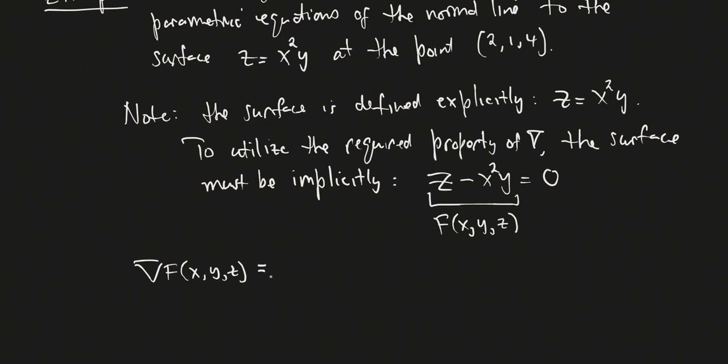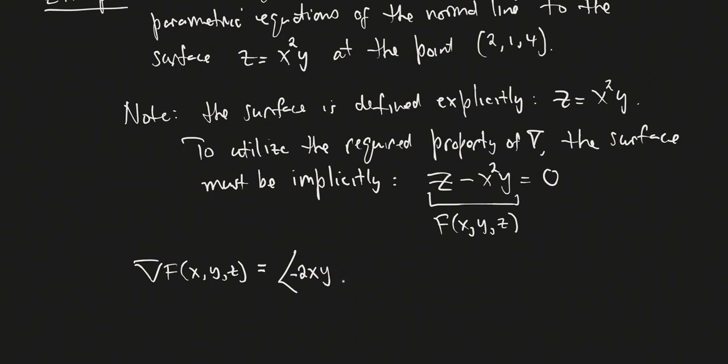So the gradient of this surface, so if we differentiate this with respect to x, the z goes away, and we will end up with negative 2xy. So that will be the first component of the gradient. So negative 2xy. Oh, forgot my negative there.